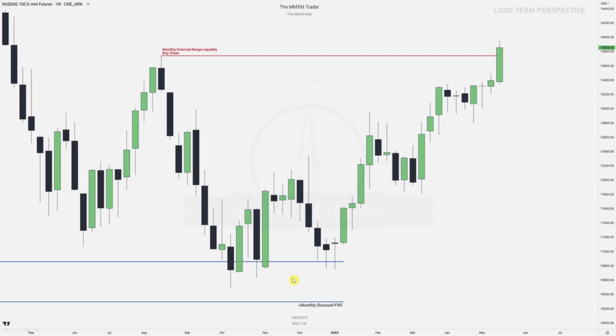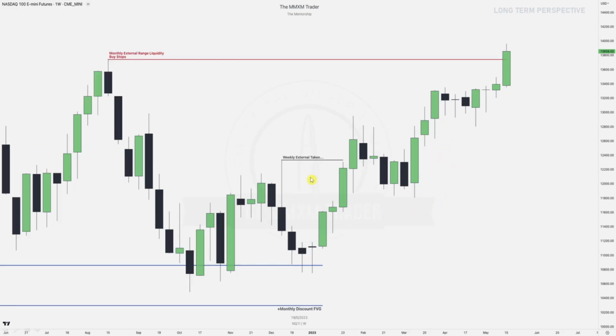We've got that monthly discount fair value gap, internal range liquidity, remember? We're going to external range liquidity next, so we know the weekly should be bullish, and without knowing those seasonal tendencies, we can use all the PD arrays moving up into that external range until we liquidate that. So over here, we drop down right into that discount fair value gap on the monthly.